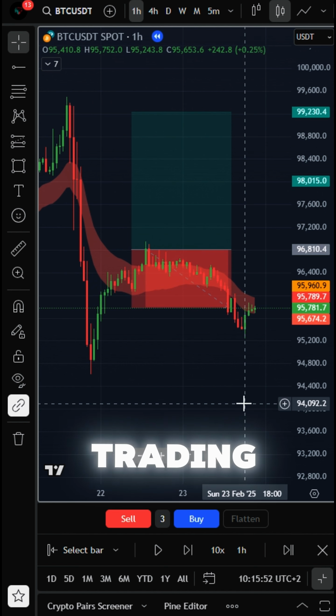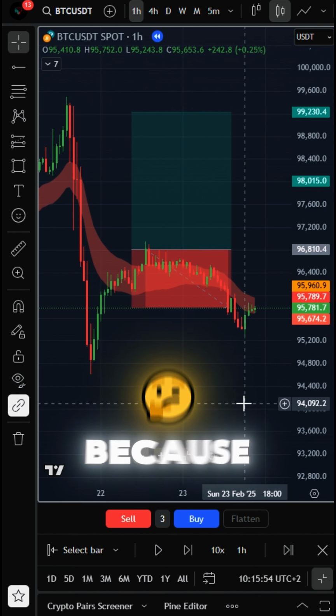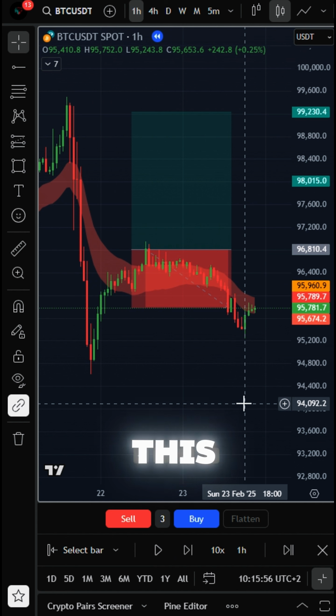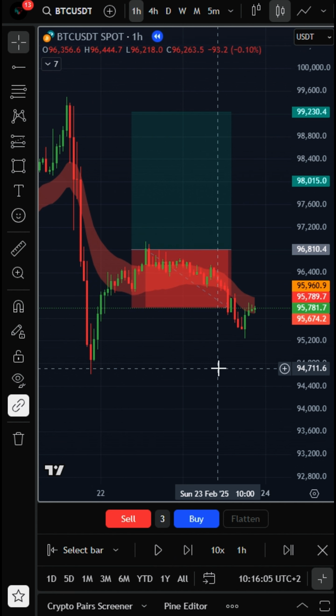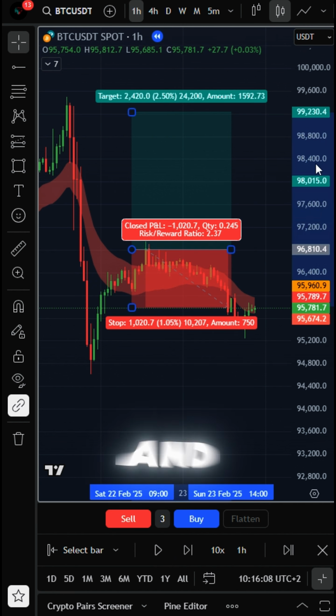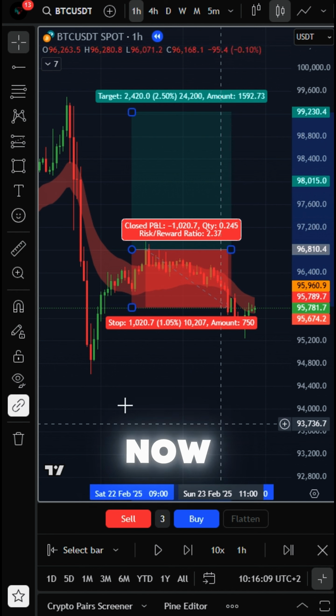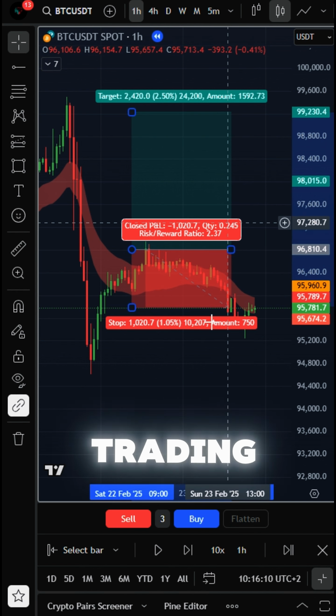I started trading like this and I lost a ton of money because the person who gave me this indicator didn't give me the most important information about it. And if you're trading like this, you end up losing. Now, let's talk about how you should be trading using this.